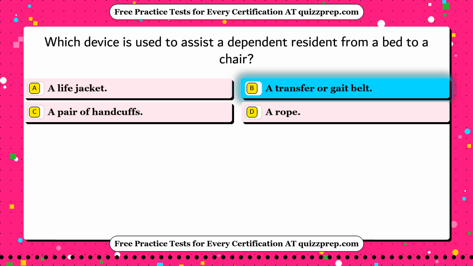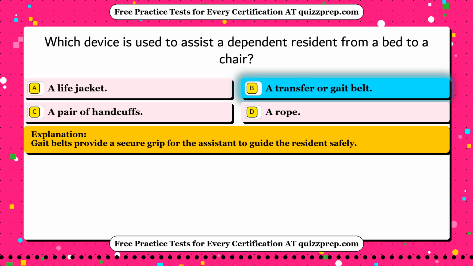The correct answer is option B, a transfer or gait belt. Gait belts provide a secure grip for the assistant to guide the resident safely.